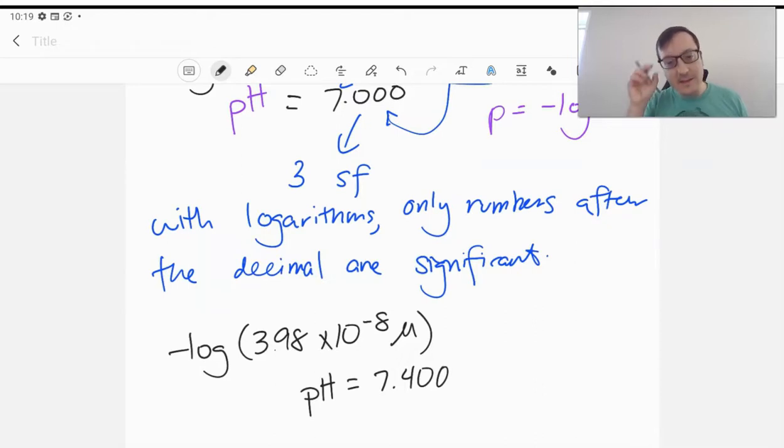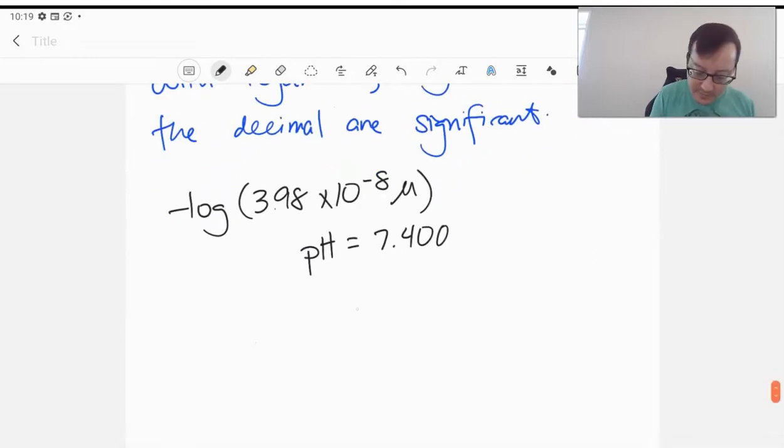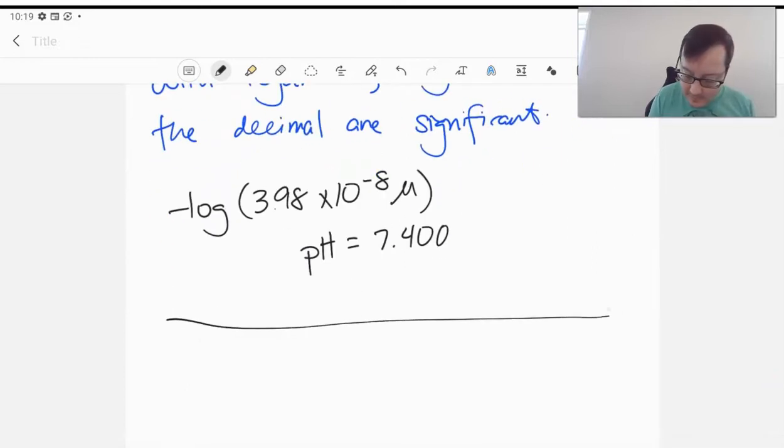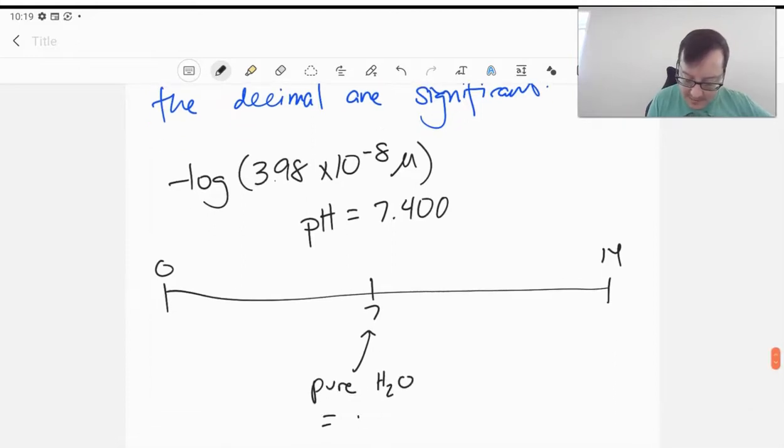Anyways, with this idea, once we know the concentration of H plus of a particular solution, we can turn it into a pH. And we'll see that our pHs will run from roughly 0 to 14, where 7 is right in the middle. 7 was our pure water, and we will describe this as neutral.